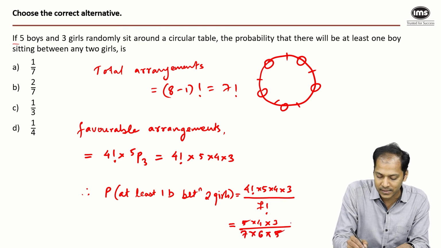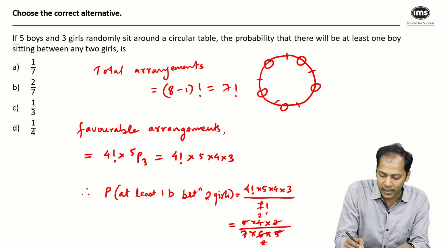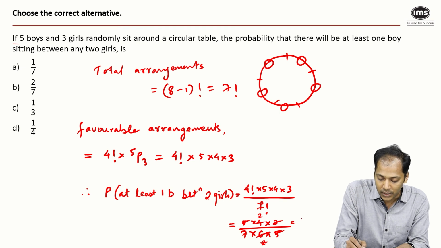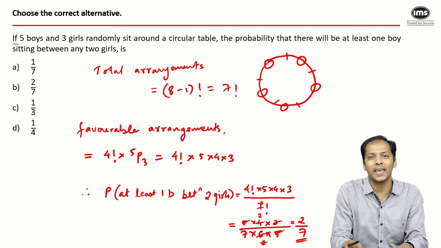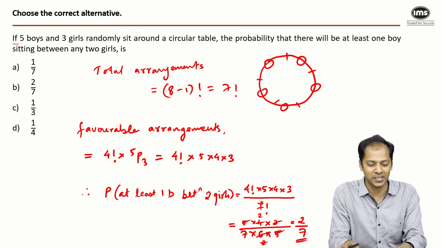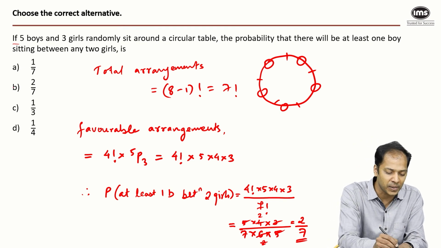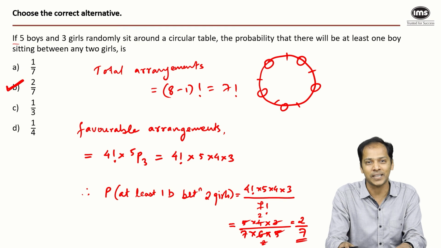5 and 5 get cancelled. 3 goes once, 3 goes twice, 2 goes once, 2 goes twice, and ultimately what we are left with is 2 in the numerator and 7 in the denominator. Therefore, the answer to this question is a straightforward option B, that is 2 upon 7.